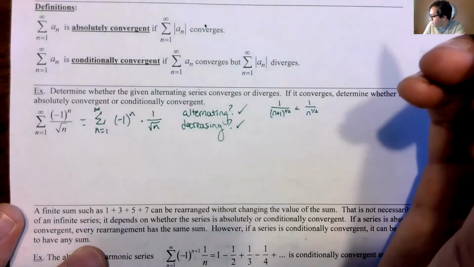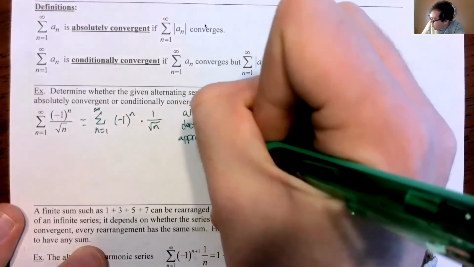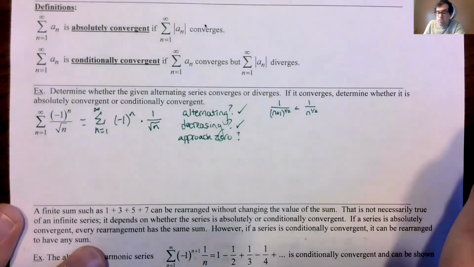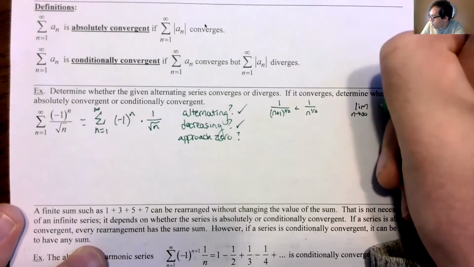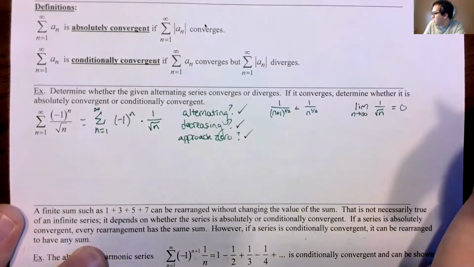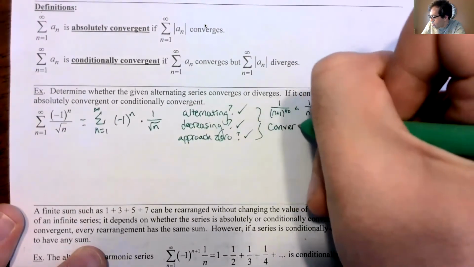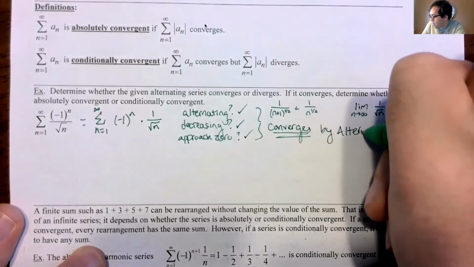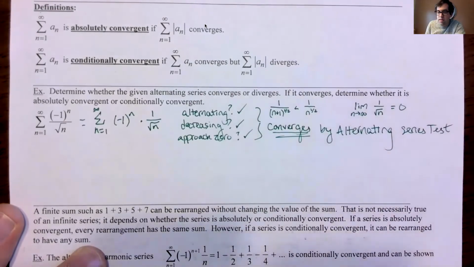So that's decreasing. And are our terms approaching 0? And yeah, that's going to be true too. I could write that out over here. The limit as n approaches infinity of 1 over square root of n equals 0. Check. So based on those three things, we could say we converge by the alternating series test. But we're not done yet.